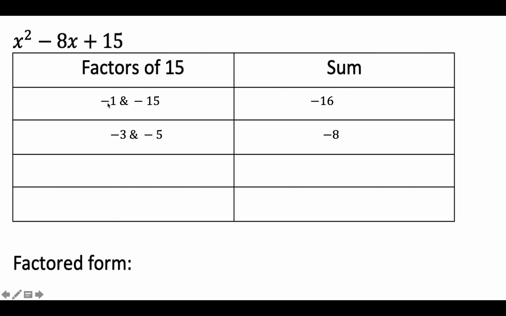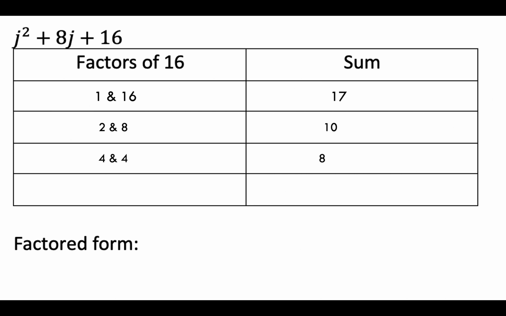So we have negative 1 and negative 15. Their sum is negative 16. We have negative 3 and negative 5, and their sum is negative 8. So out of these two sets, which one gave us negative 8? Negative 3 and negative 5. So our factored form is x minus 3 times x minus 5.